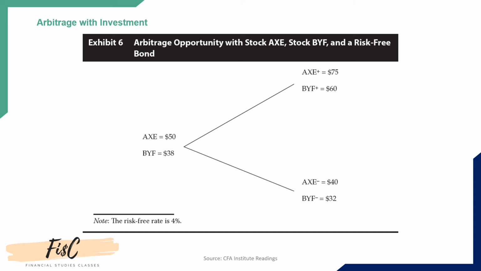In the next period, AXE would increase to 75 and BYF would increase to 60 if the market is going up. If the market goes down, AXE will reduce to 40 and BYF will reduce to 32. The risk-free rate in this market is 4%. Now, how we are going to use arbitrage here is explained in the next exhibit.